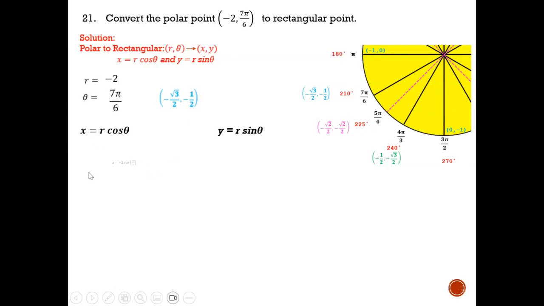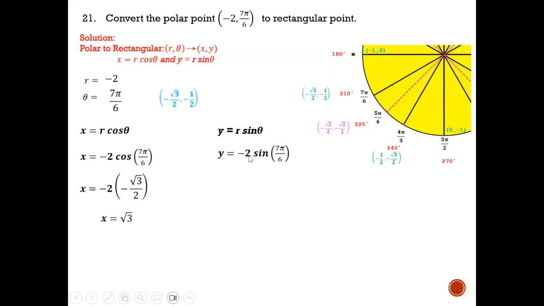So plug everything in. My r is -2, and my theta is 7 pi over 6. So the cosine of 7 pi over 6 will give us negative square root of 3 over 2. Right? The negatives cancel with the 2, so the answer will be x equals square root of 3.